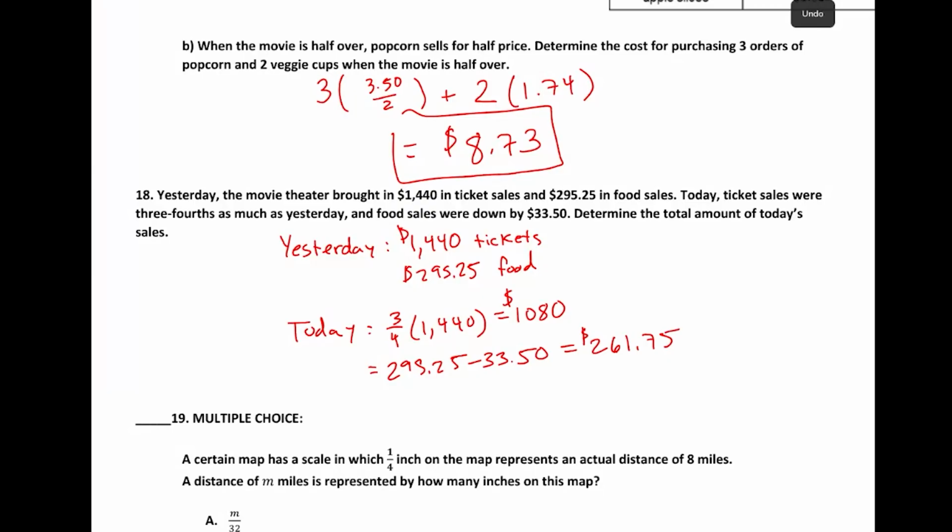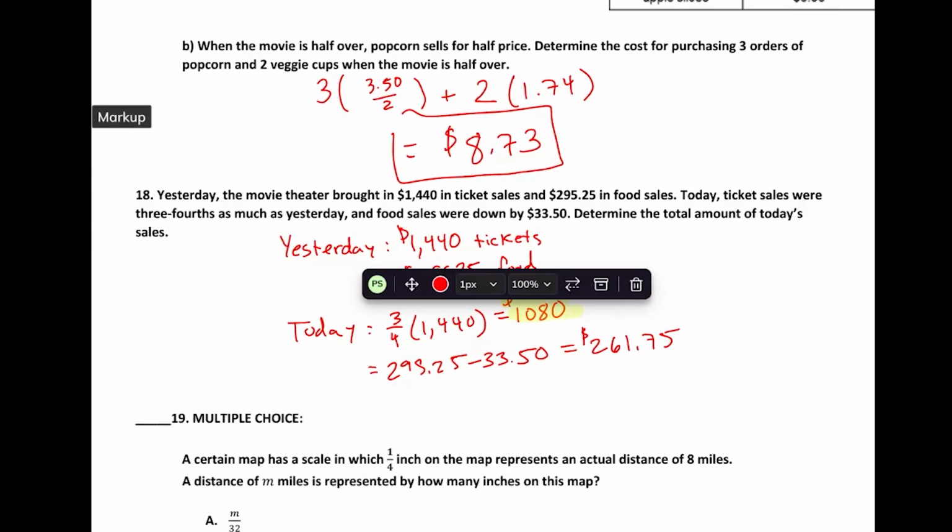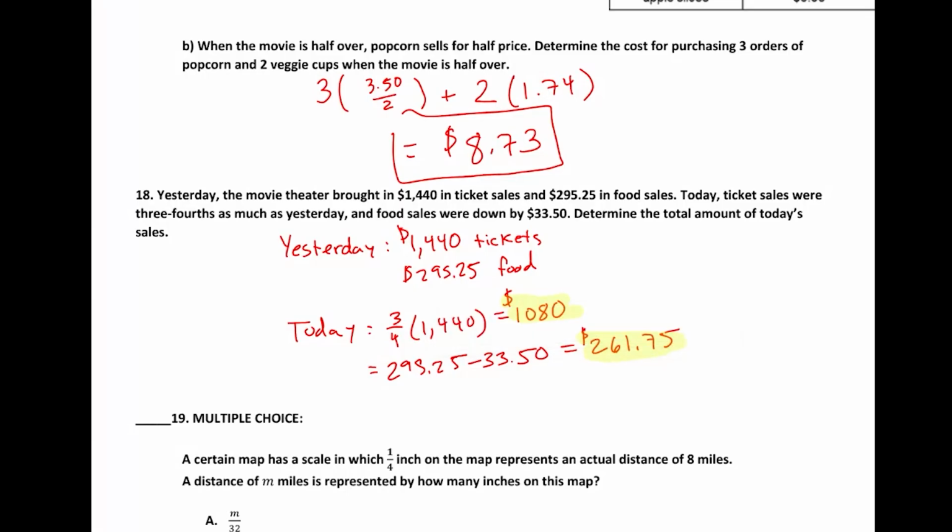It says determine the total amount of today's sales. So we're going to add up all those sales. So the total is going to be the sum of the $1,080 and the $261.75. So say the total for today. I can't spell today apparently. Is $1,080 plus $261.75. And so I'm getting a total of $1,341.75.